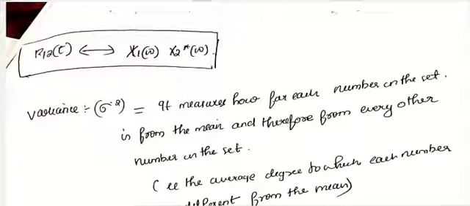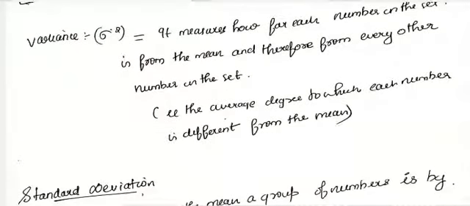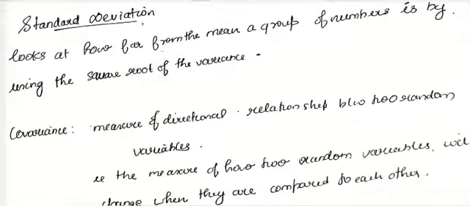And we will come to the definition of variance. It measures how far each number of the set is from the mean, and therefore from every other number in the set. That is what is meant by variance. So, how far each number of the set is different from the mean. That is the average degree to which each number is different from the mean. And what is standard deviation? It looks at how far from the mean a group of numbers is, and it is found by using the square root of the variance.